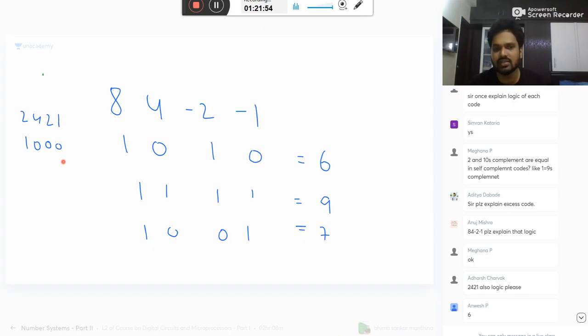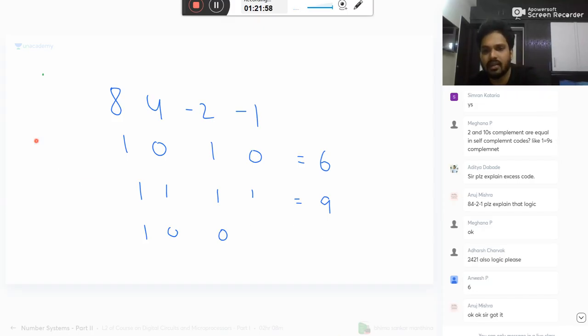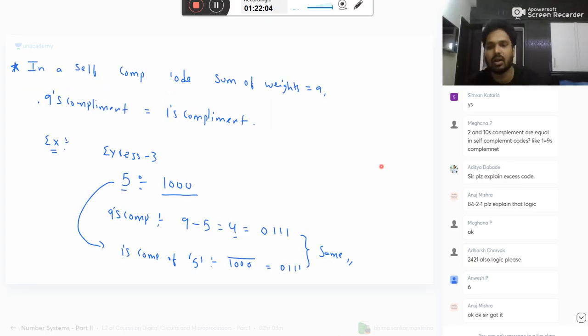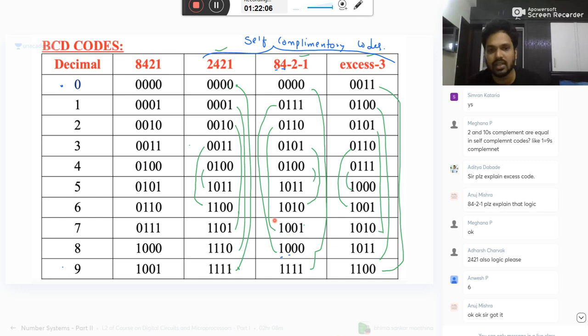Same logic for 2, 4, 2, 1 also. If you have it like this, it is 2, like that. Here you can have two possibilities in 2, 4, 2, 1, but the upper part and bottom part must be self-complementary. Here excess 3 means add 3 to this number. If you have 0, write it as 3. If you have 1, write it as 4. If you have 9, write it as 12. Okay?